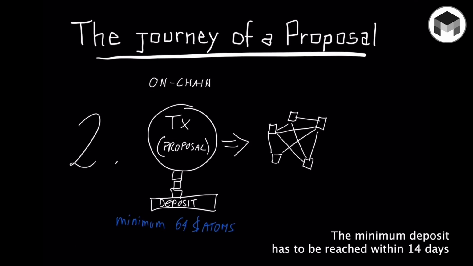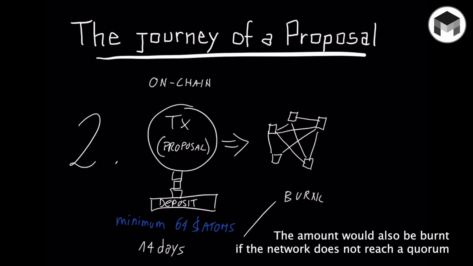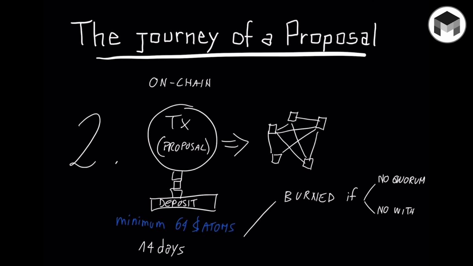The minimum deposit has to be reached within 14 days, otherwise it will be burned. The amount would also be burned if the network does not reach a quorum or if enough no with veto votes are expressed. If these conditions don't verify, the deposit is returned.